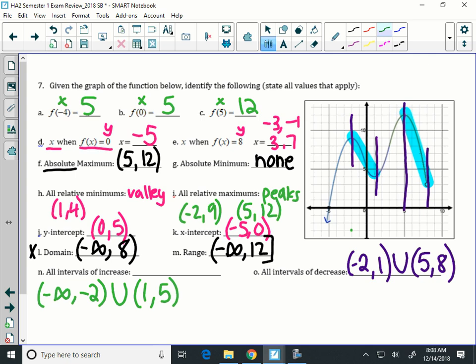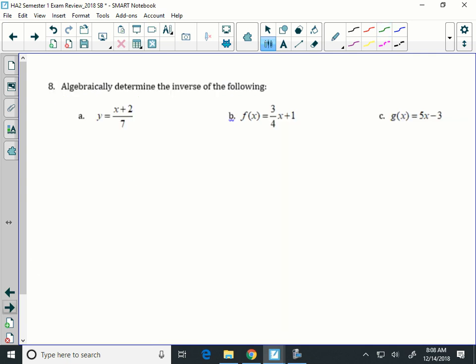Let me know if you have other questions on that problem. Like the intervals and the relative maximums, that's kind of the challenging part there.